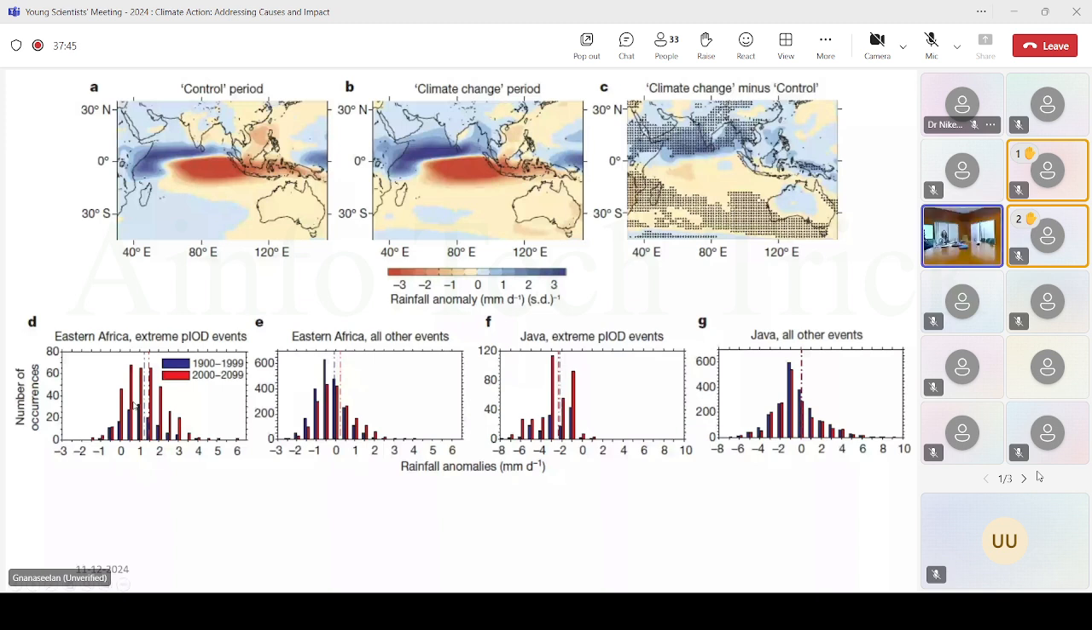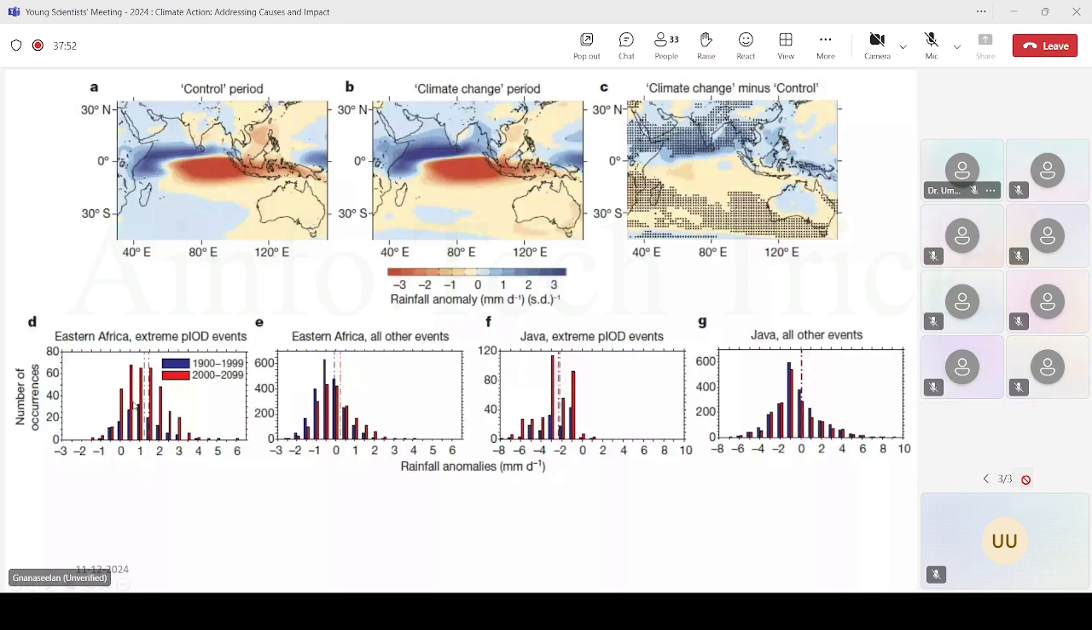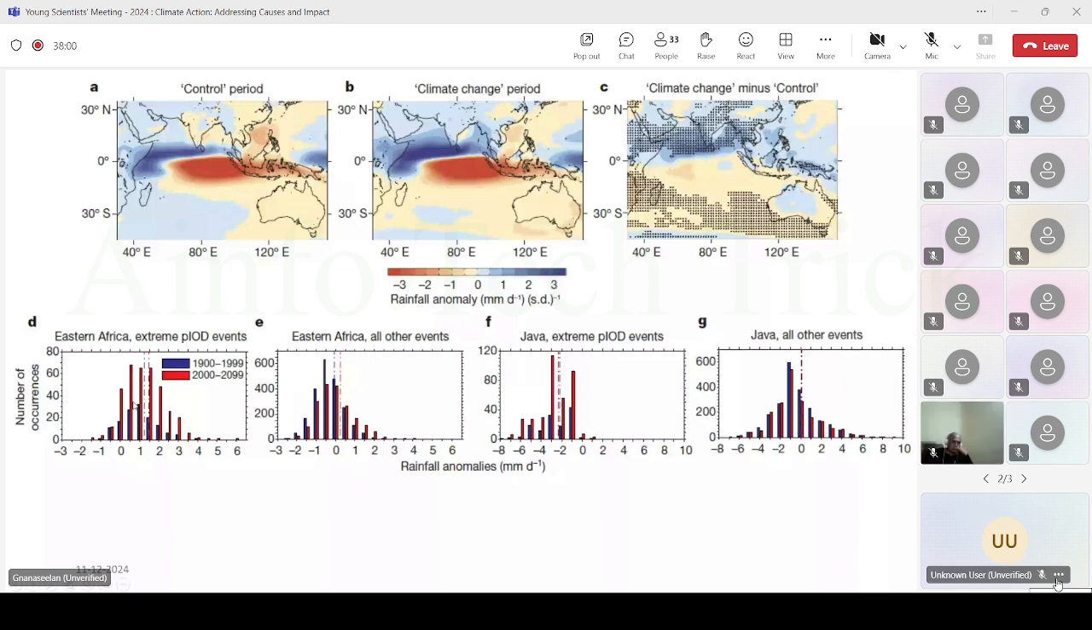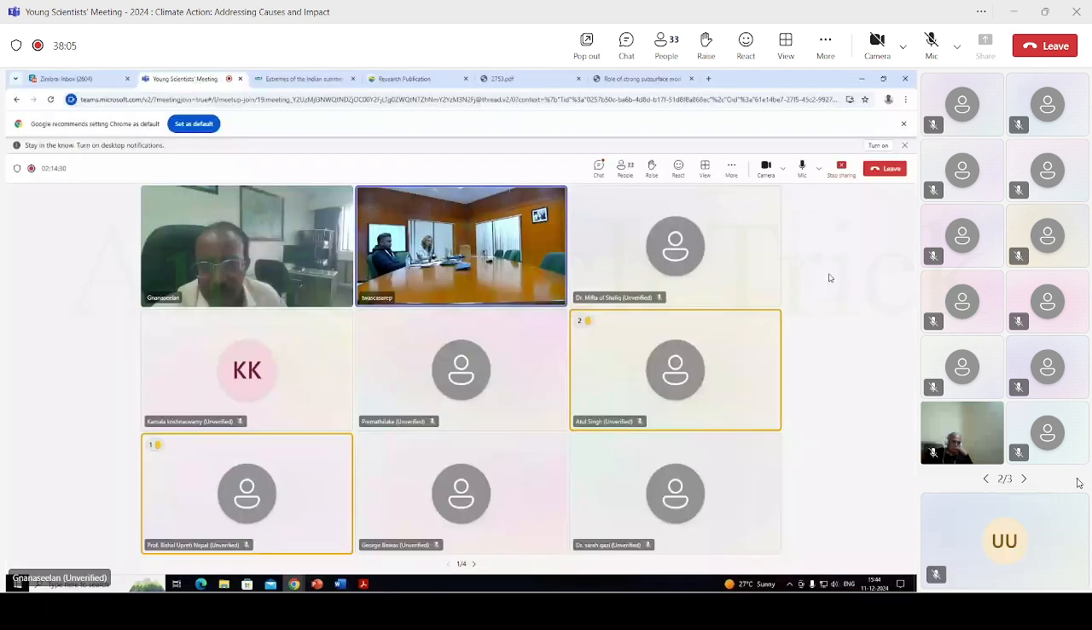So I am very sure that even the youngsters would have benefited from your presentation, especially the understanding of easterly, westerly, and anomaly, and how the Indian Ocean Dipole works. So I thank you so much, and I invite youngsters to have questions. We have some time for questions. We can take a couple of questions from the young researchers. Please raise your hand, or you can write in the chat box if you have any questions.